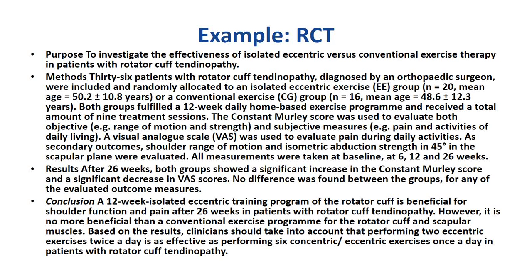They did a 12-week home exercise program, 2 different treatment approaches, one eccentric, one concentric type of exercise, and they measured them with a functional score called the Constant-Murley, and they measured their pain, and they looked at their range of motion and strength at 4 time points: baseline, 6, 12, and 26 weeks. So the results after 26 weeks showed that both groups had a significant increase in Constant-Murley and a significant decrease in pain, but there was no difference between the groups for any of the evaluated outcome measures.